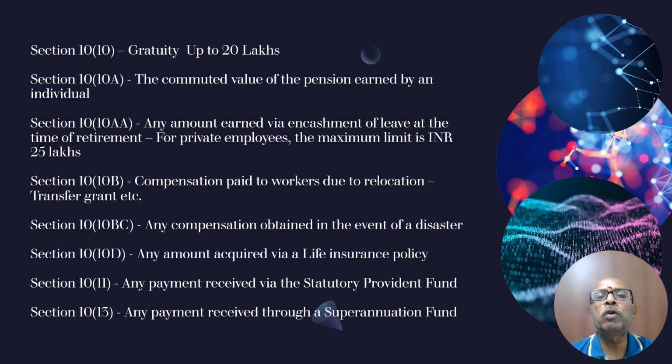The commuted value of pension earned by an individual is fully exempted. We can commute 40% of our pension, which I have already discussed in a video I released in July 23, I think. People should go for commutation of pension. Again, I will not repeat it. People can see that video.